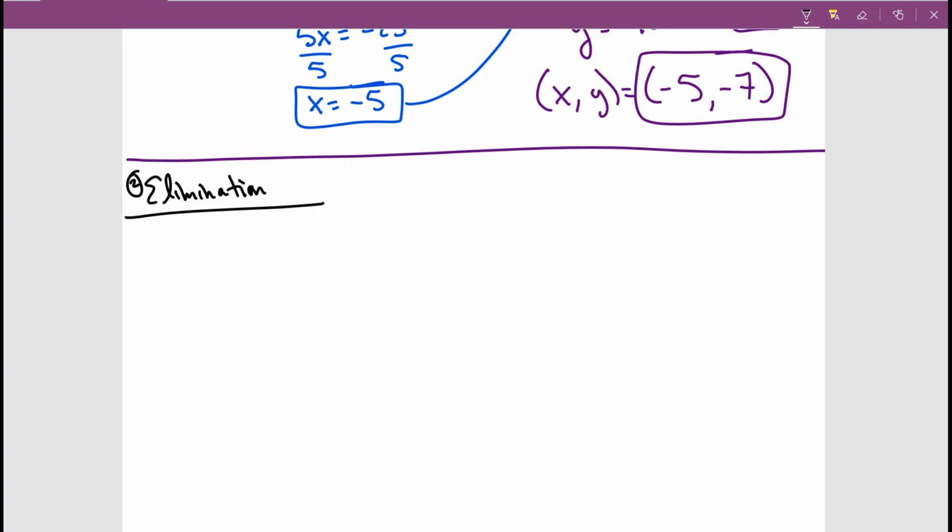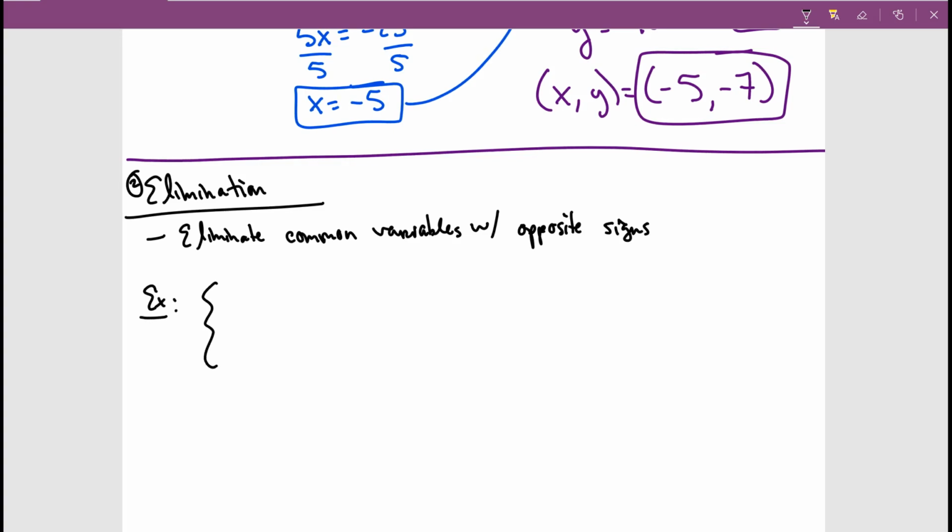The whole point about elimination is that you want to eliminate common variables with opposite signs. Okay, so let me give you an example. Let's say we have this system of equations. You have x minus y is equal to 3, and then x plus y is equal to 5.